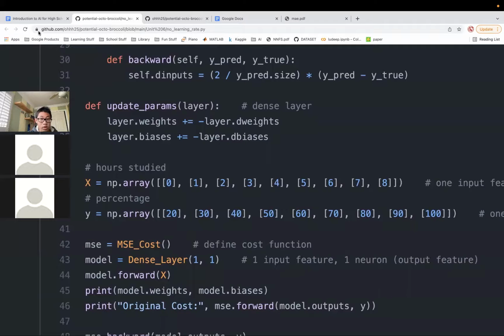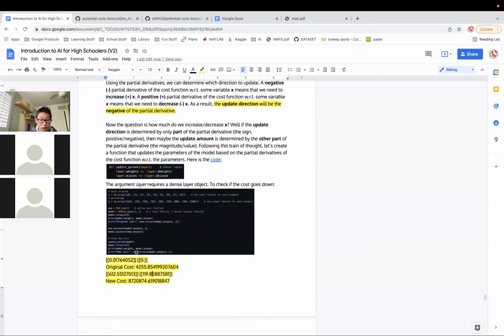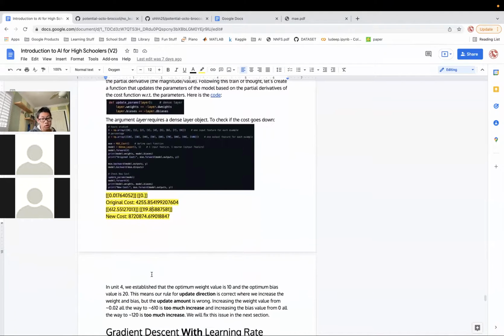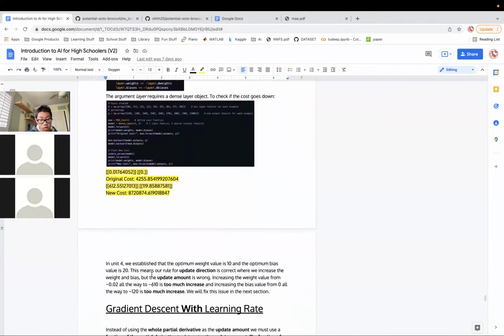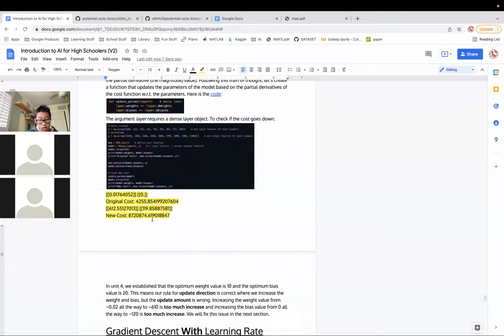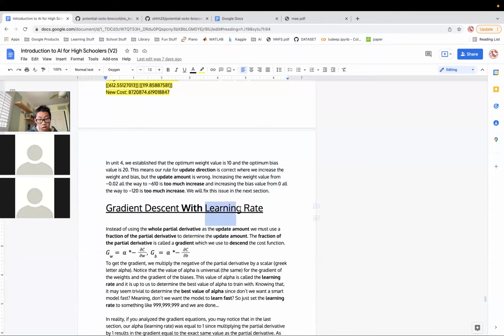20, right? So if you have 20, what happened is we started at 0 and we increased it all the way to 120. That's like 6 times the difference. So that's not very good. So the reason what we need to do is we add on something called a learning rate.